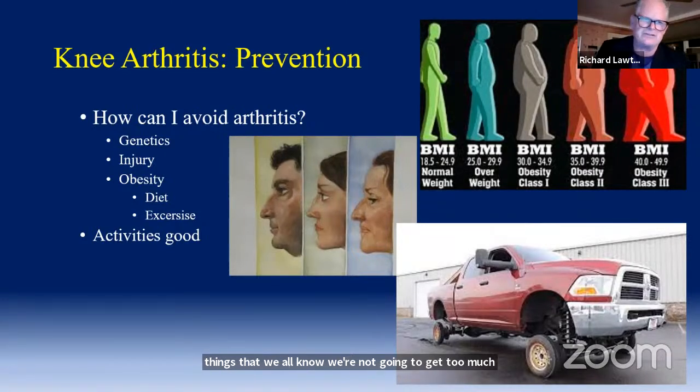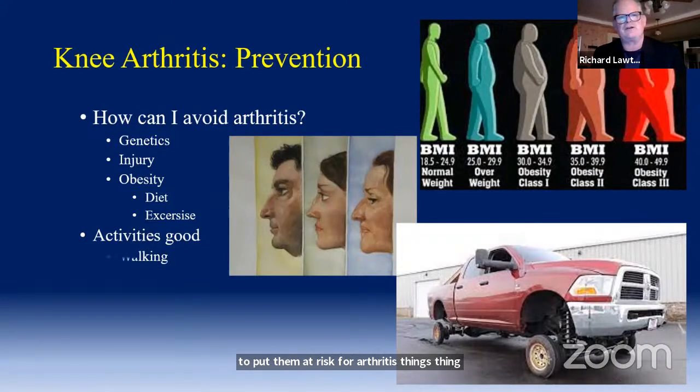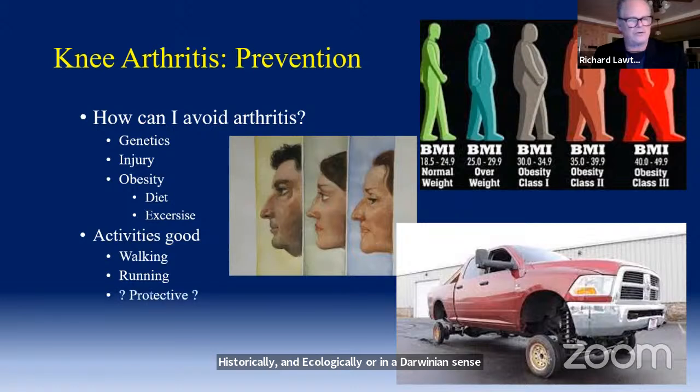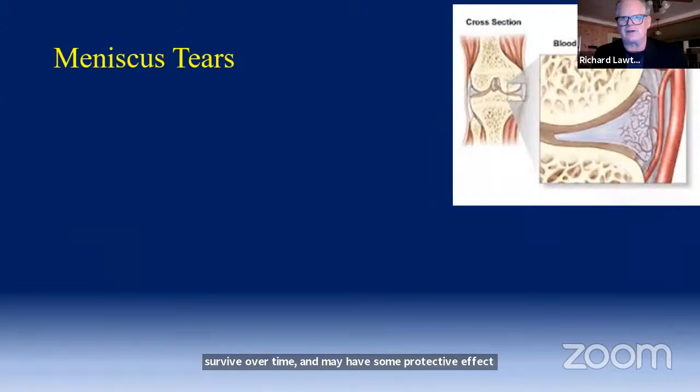People worry that their activities are going to put them at risk for arthritis, things like running or walking or skiing. If those activities are taking place and you're not injuring your knee, those are healthy for our knees to do. There have been many studies looking at, for example, the risk of running contributing to arthritis, and there's no risk that running of any amount or type, whether that's marathon or 5K or just around the block, will increase your risk for arthritis. There's no relationship. To some degree, our knees were designed to run away from things, run after things. You can imagine historically and ethologically, or in a Darwinian sense, cartilage that can tolerate running is more likely to survive over time and may have some protective effect, in fact.